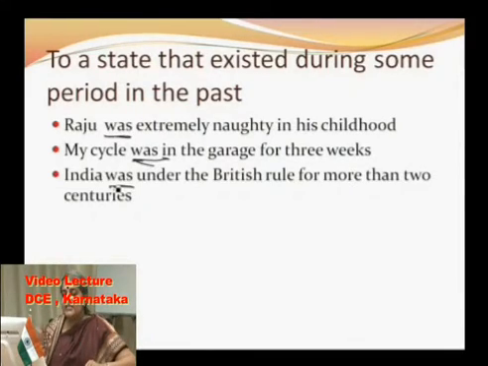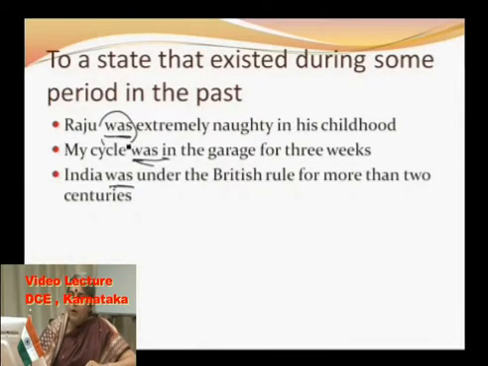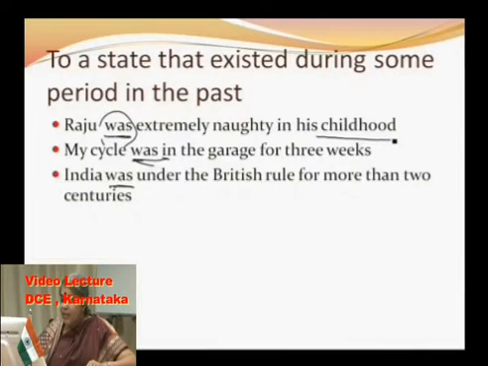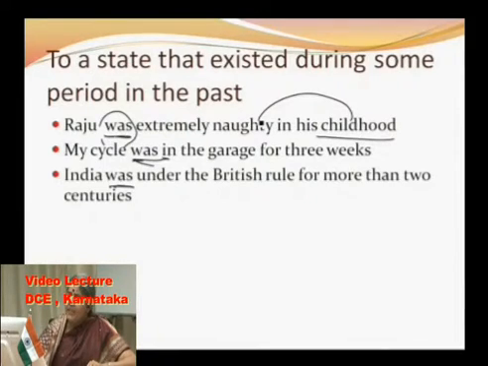Let us try to understand this first sentence. Raju was extremely naughty in his childhood. Now which is a helping verb? Was is a helping verb. Here I am talking of some state that existed at some point in time in his childhood. In his childhood, at a young age, how was he? He was naughty. Now childhood is what? A period. Now what particular period? It is referring to a particular state.